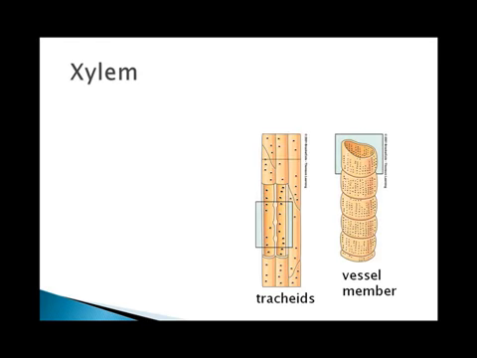Xylem is one of the vascular tissues, and it uses 2 kinds of cells, both of which are dead at maturity, to conduct water and minerals absorbed from the soil. Vessel members are shorter cells joined end to end to form a vessel with perforation plates at the end of each member. Tracheids are long cells with tapered, overlapping ends.